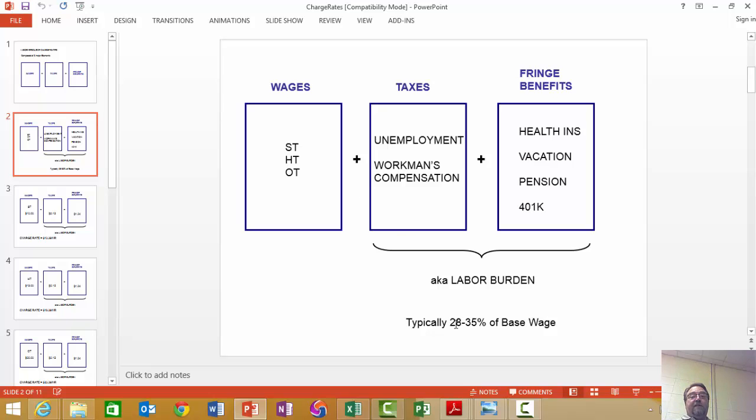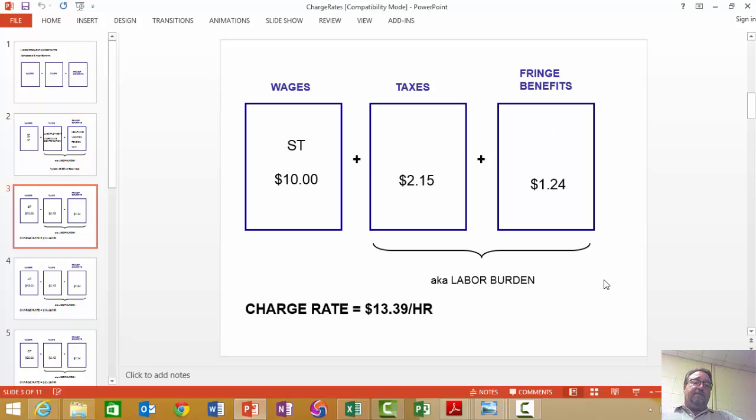And when I made these slides, it used to be 28 to 35% of the base wage. I got a feeling, I've been in the ivory tower too long, it's about 40 to 45% right now, I think. Would love to hear from some of the online people. So, if you're paying someone a straight wage of $10, that's not all there is to it, especially in your estimate.